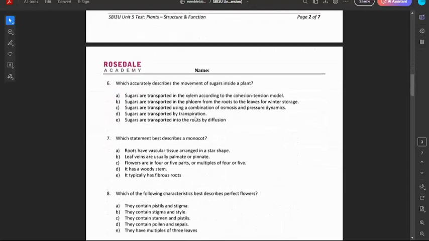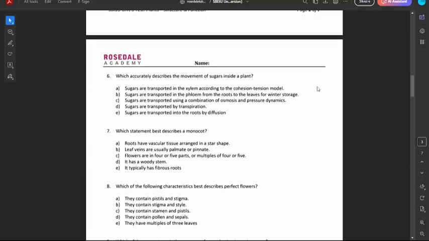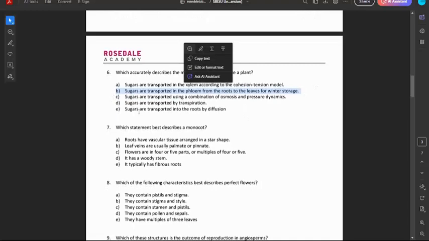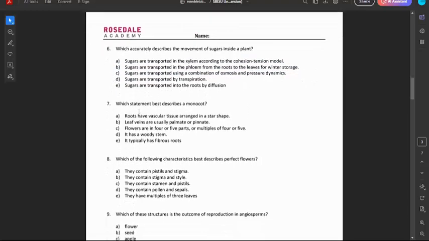Which accurately describes movement of sugar? Not xylem. Phloem right here. Describe the movement of sugar? What? Okay, so I think it's B. Osmosis. Okay, that's not true. Okay, yeah, no, it's B. I thought C and D were talking about the mechanics, but apparently it's talking about water. So sugar is transported in the phloem from the roots to the leaves for winter storage.